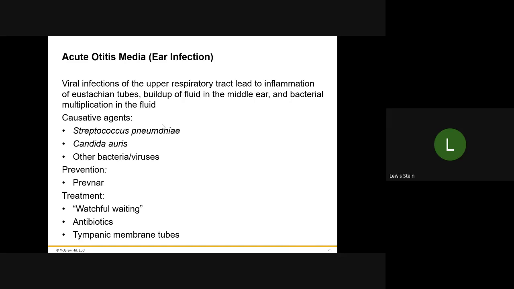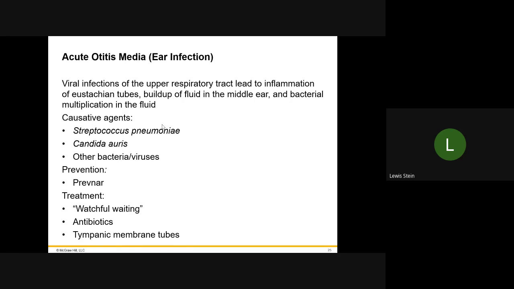And sometimes you have to go with Augmentin if there's a beta-lactamase thing, and that's just the way it is. Sometimes you have to use a cephalosporin. And as you can see, there's some prevention they're going to talk about. A lot of times, it's the single most important tenet in medicine: first, do no harm.